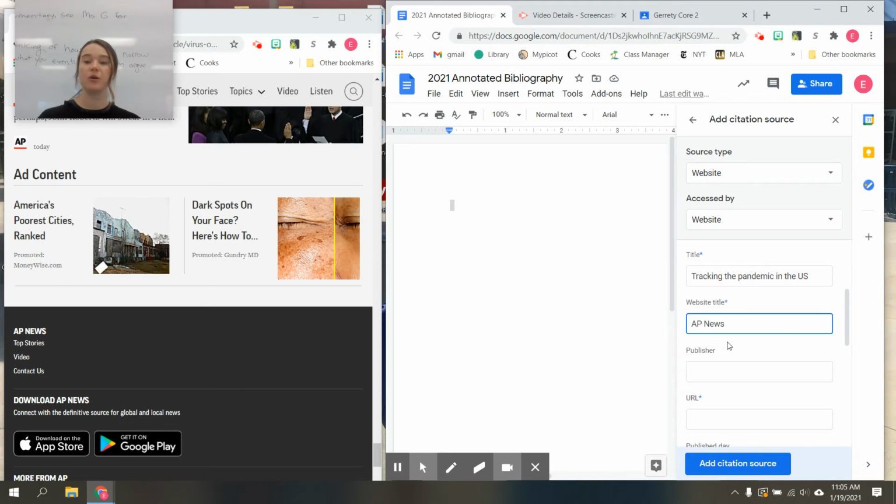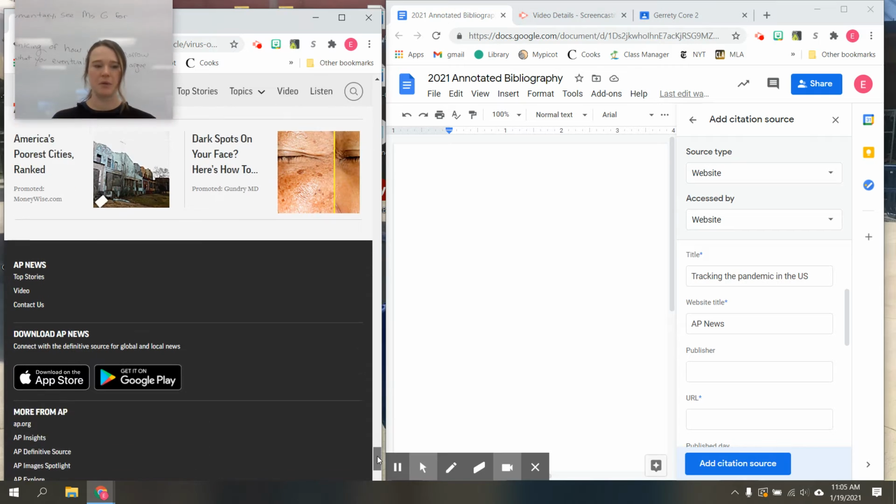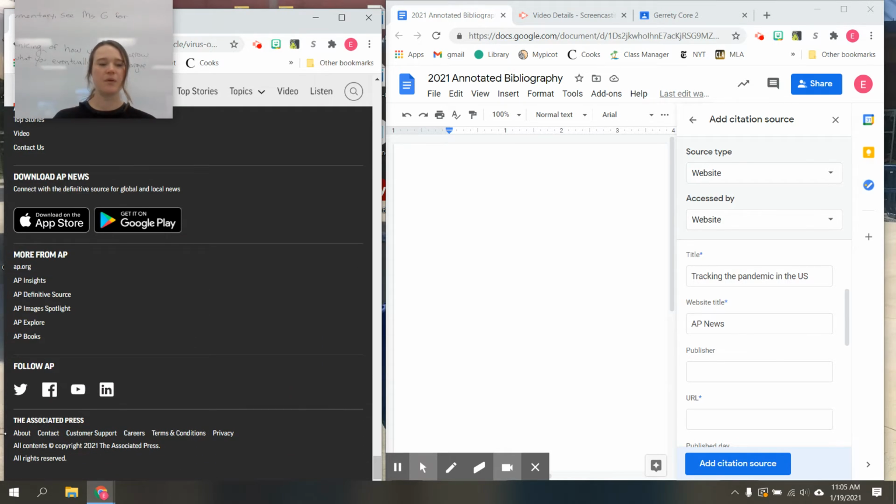Okay, so the publisher. Nowadays, most of the websites we're using for our research are going to be owned by a company, or the information is going to be copyrighted. So the publisher is usually found at the very bottom, and I like to look for the copyright. The copyright will usually have a year, and then it tells who it's copyrighted to. And whoever it's copyrighted to is who I say is the publisher. So that's going to be the Associated Press for me.